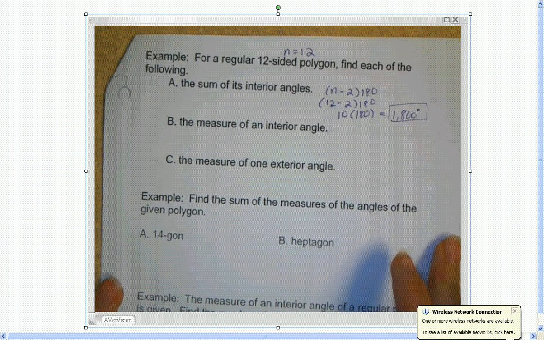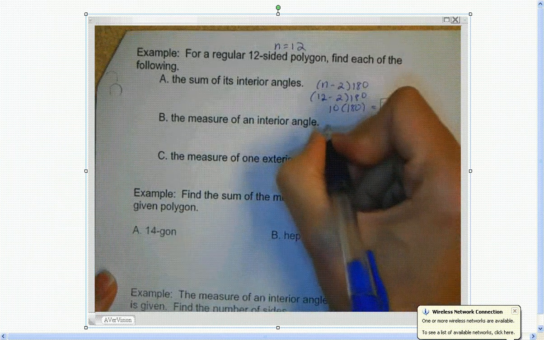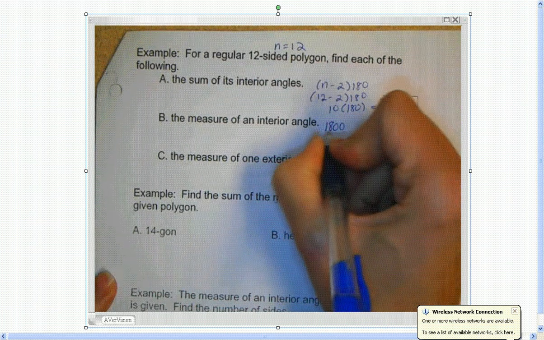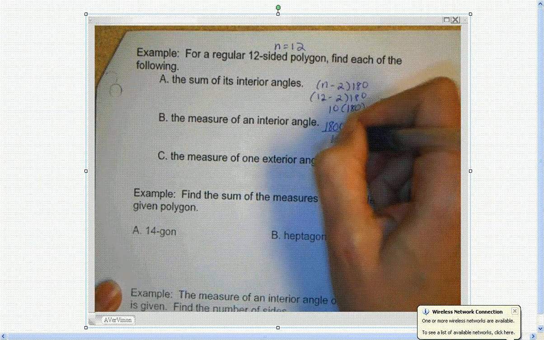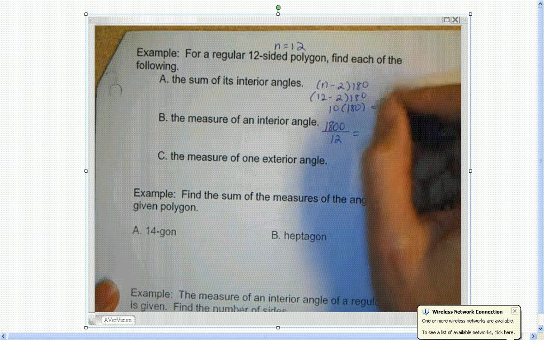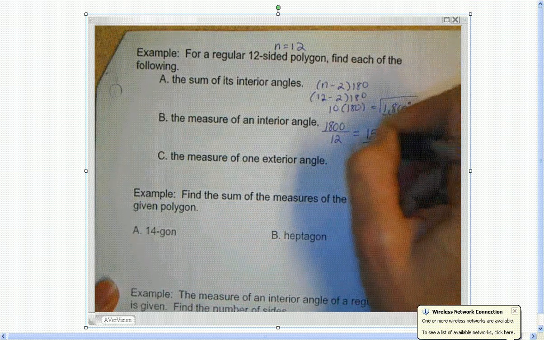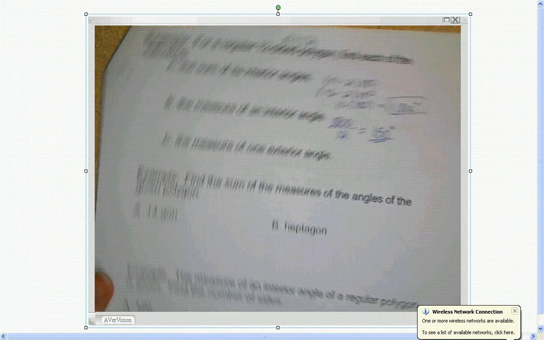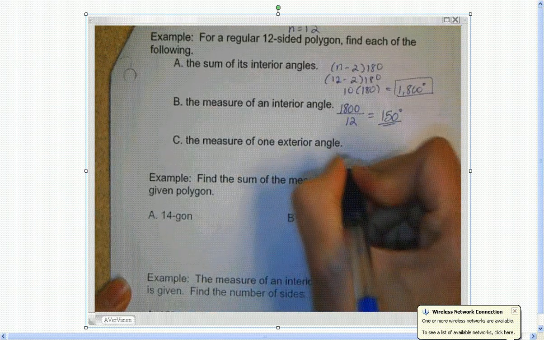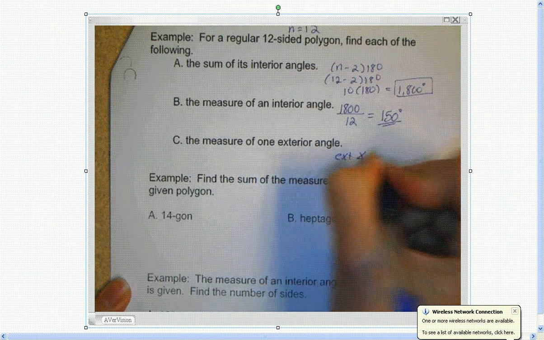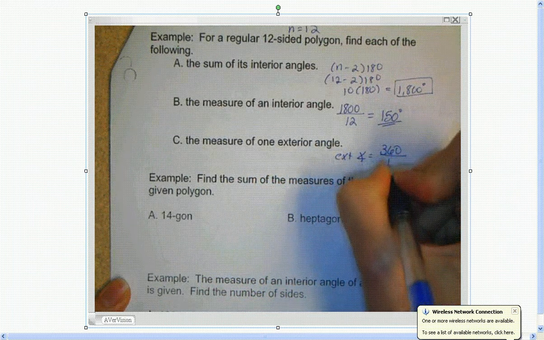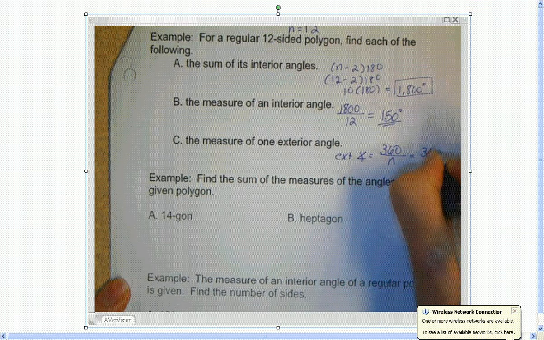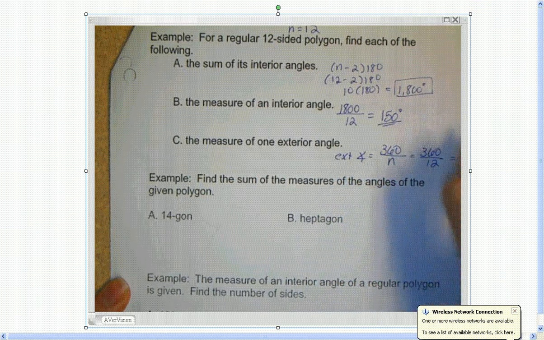Now remember, that's 12 angles all being added together, so that makes a lot of sense. Then the next one says find the measure of an interior angle. Well, if I know the sum of all of the interior angles, all I have to do is divide by 12 and get that to be 150 degrees. Now that's one way of doing it. The easiest way to find an exterior angle is actually to use the sum of all the exterior angles. So to find the exterior angle, I would just go 360 and divide it by the number of sides. So 360 divided by 12, that's going to be 30 degrees.